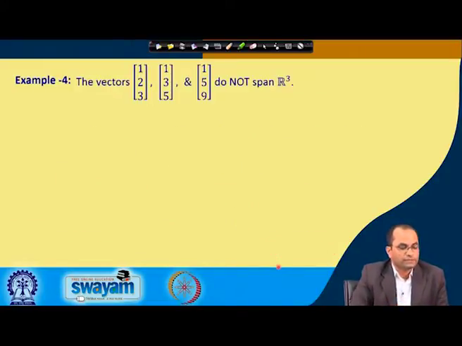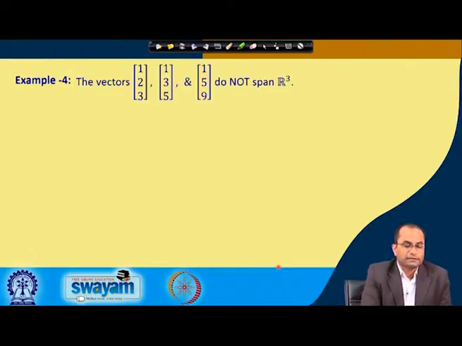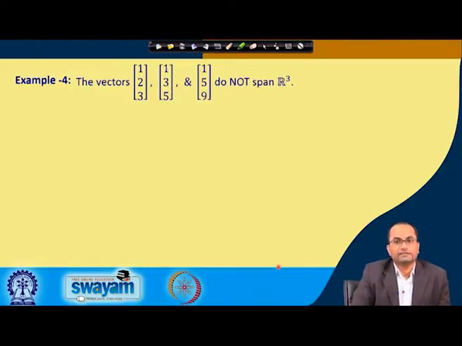Coming back to example 4, we will see that again we have 3 vectors here, 1 2 3, 1 3 5 and 1 5 9. These are 3 different vectors, but they do not span R3.